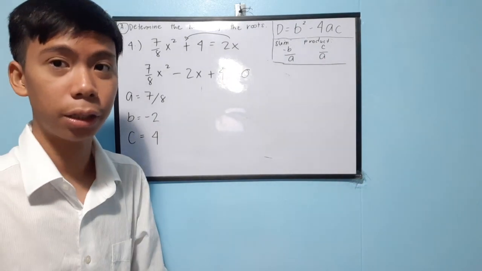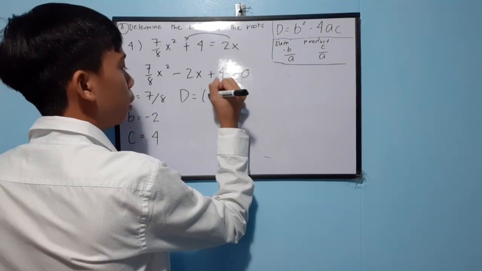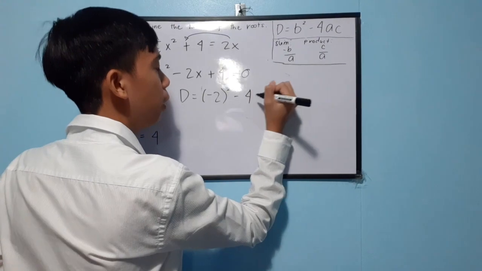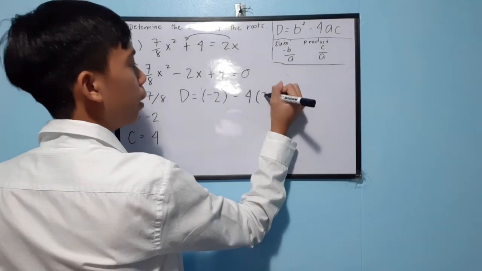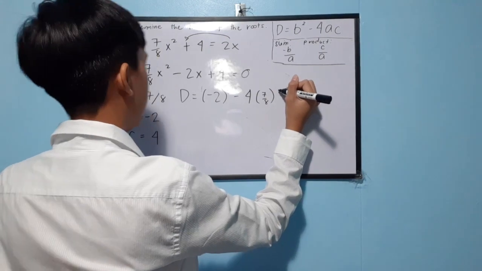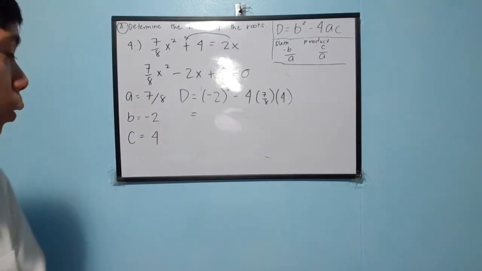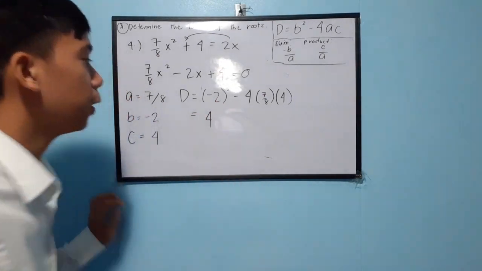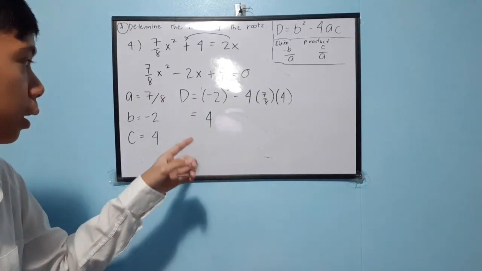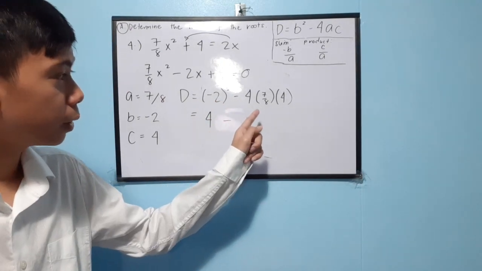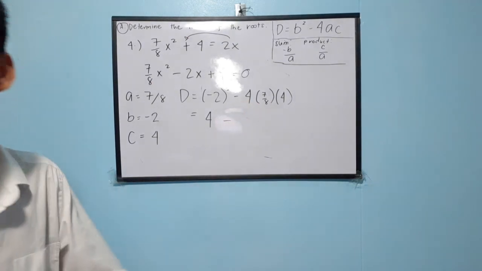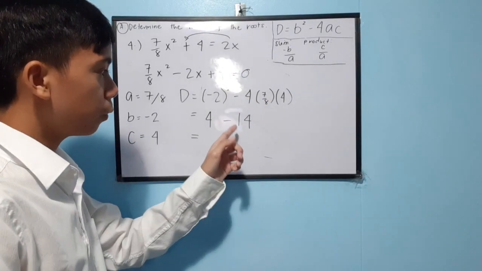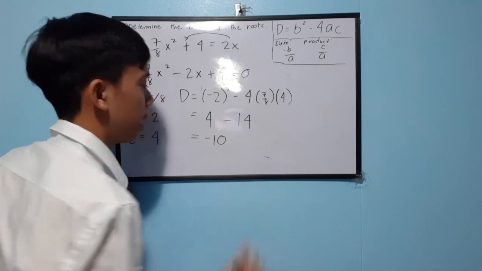Now we need to use the formula for discriminant again. Negative 2 squared minus 4, 7 over 8, and 4. So negative 2 squared is equal to 4. Even though it's negative, the answer will be positive. 4 times 7 over 8 times 4 is equal to 14. 4 minus 14 is negative 10.